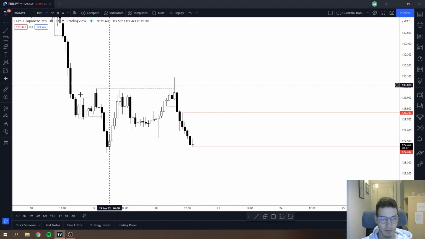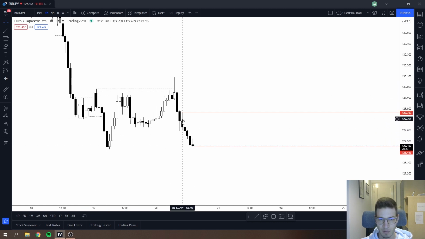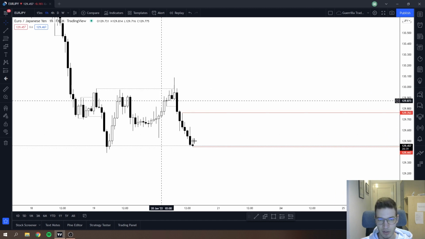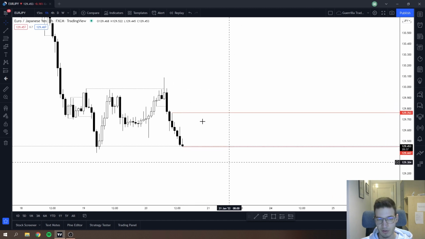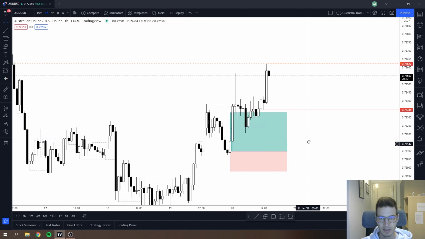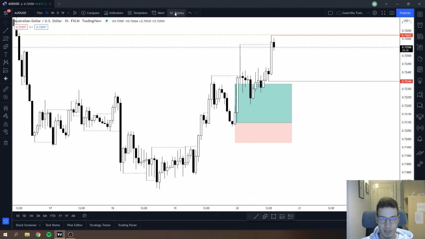So prior to that we had range bound price action, but currently we have one impulse, one candle pullback, then a second impulse. So this to me is now starting a trend, and I would consider this also trending price action. So now let's take a look at the Aussie and the US dollar. What we had here, so let me take this back.